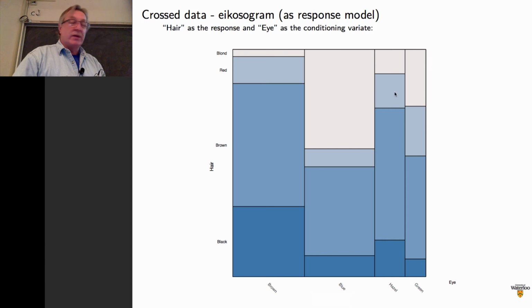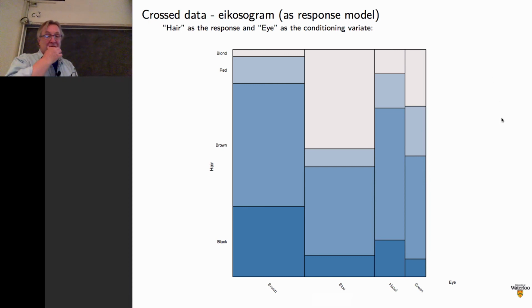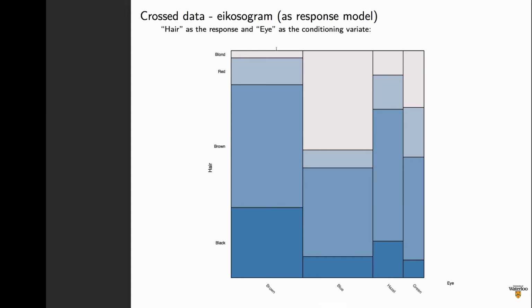The width of each one of these rectangles is the marginal probability of that x. The marginal probability of having brown eyes is that width. The marginal blue eyes, that width. And you imagine the whole thing is a unit square. So that's an eikosogram, and it really plays a role as a response model. So here is the response, and I is the conditioning variate. This eikosogram is capturing the joint probability of both of these categorical variates at once.